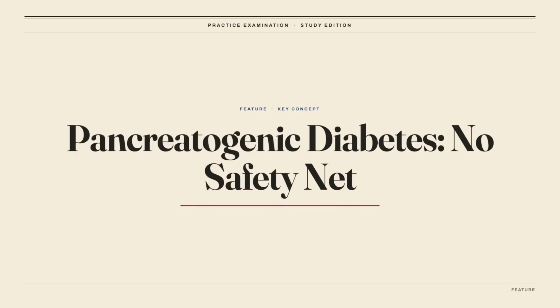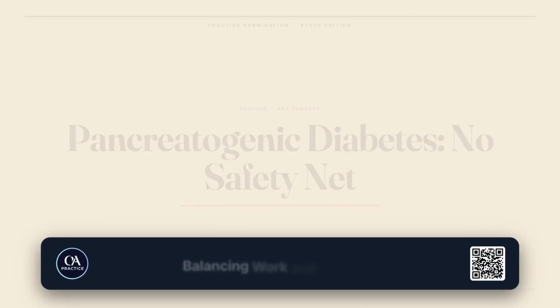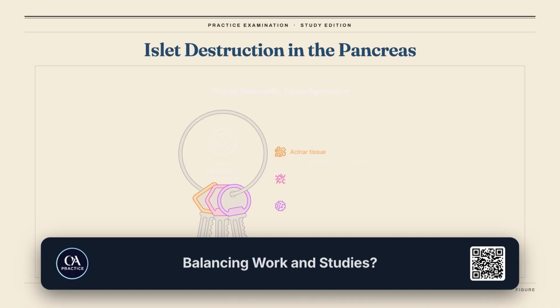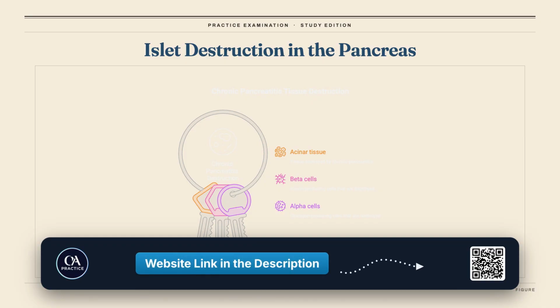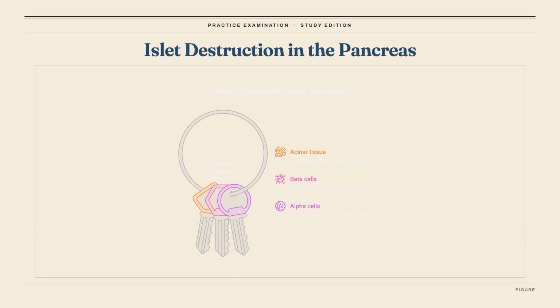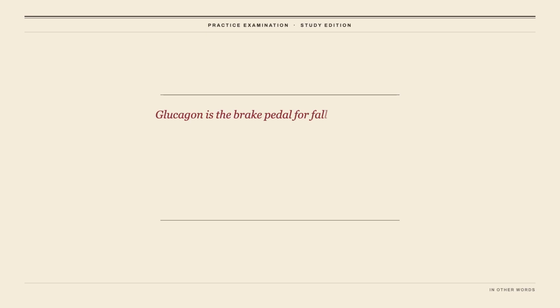Most diabetes management assumes a working counter-regulatory system. When blood sugar drops too low, glucagon rescues it. Pancreatogenic diabetes, or type 3C, removes that safety net entirely, and understanding why changes everything about how it must be treated. Chronic pancreatitis destroys the pancreas indiscriminately. Beta cells that make insulin are lost, causing diabetes, but alpha cells that make glucagon are destroyed right alongside them, leaving the patient with neither hormone.